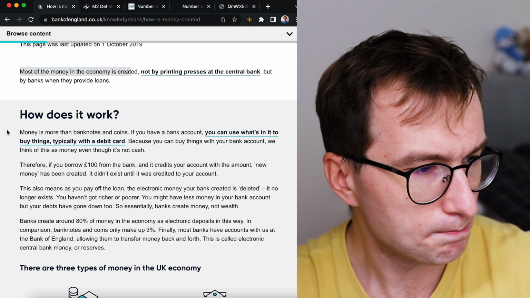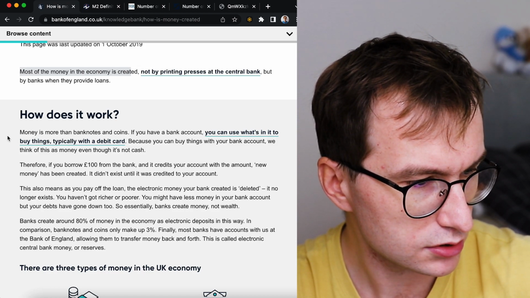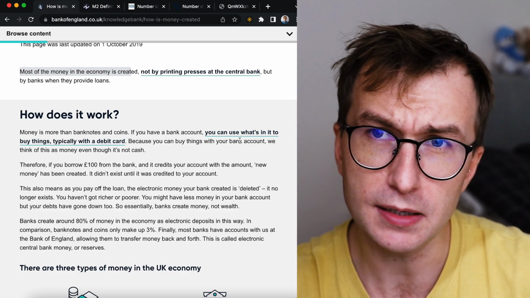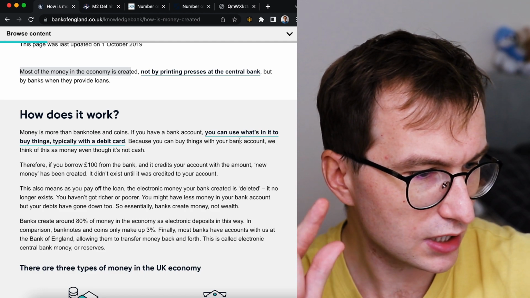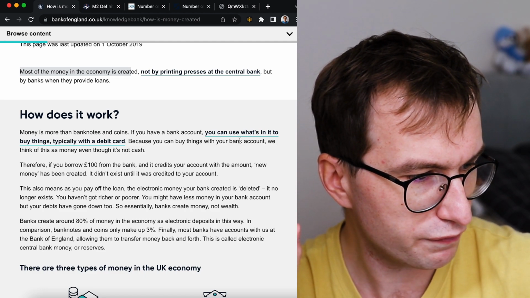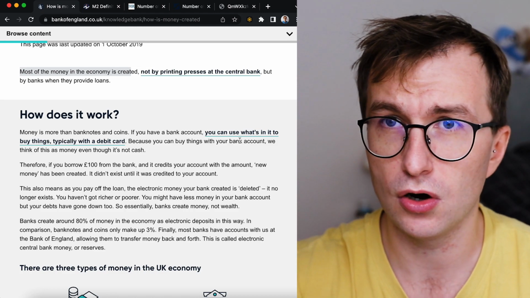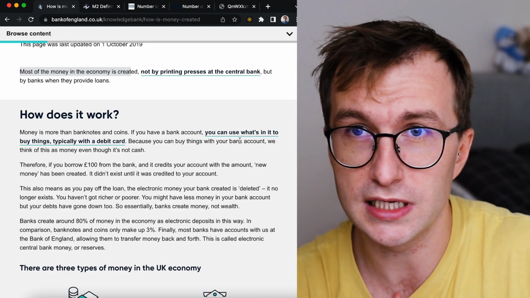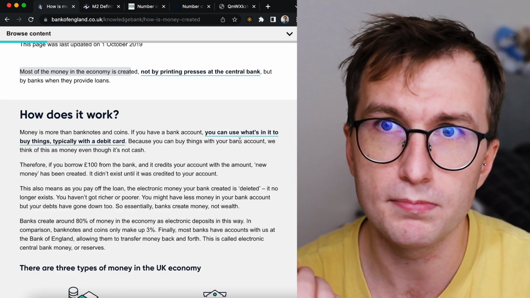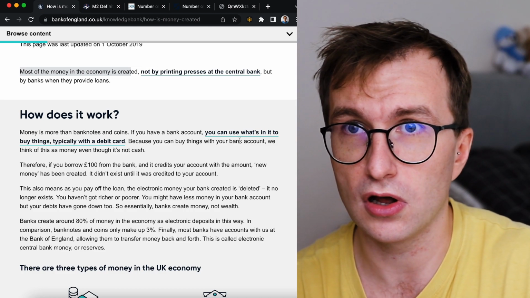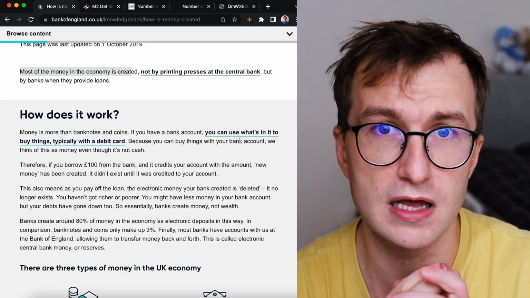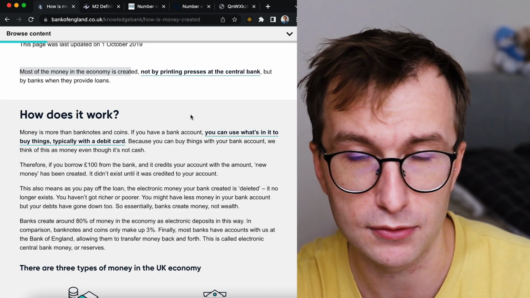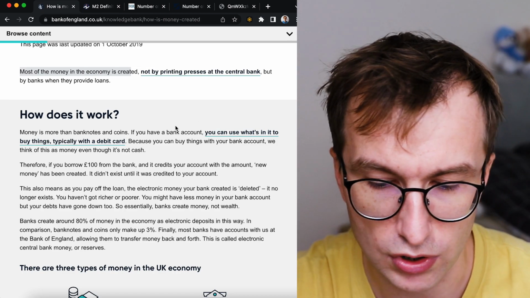How does it work? Money is more than banknotes and coins. If you have a bank account, you can use what's in it to buy things, typically with a debit card. We think of this as money, even though it's not cash. So that part you probably knew, that it's not printing cash. All of that, or the majority of it, is digital dollars, in the form of a deposit created on your bank account, and cash and coins are actually a very small amount. So this is the first part, right?